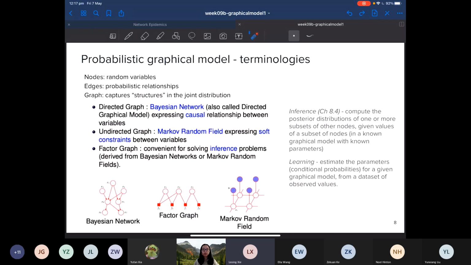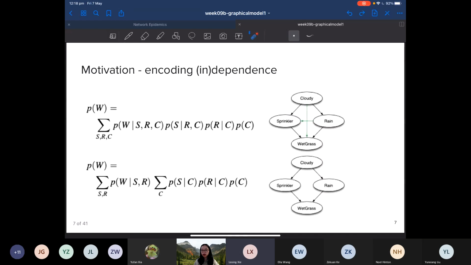So for the Bishop book and the purpose of this class, we're mainly concerned with 3 types. The first is directed graph, basically Bayesian networks. That expresses causal relationship between variables, right? For example, in the rain and sprinkler case, we can say that raining causes the grass to be wet. Same goes with sprinkler.